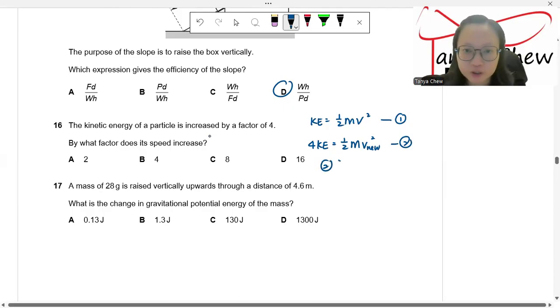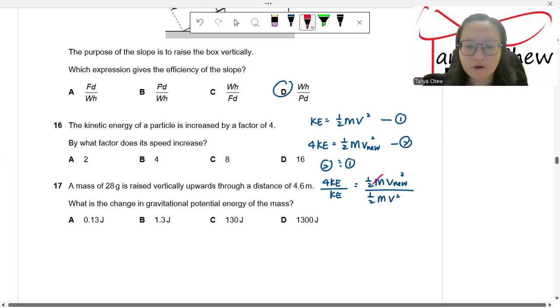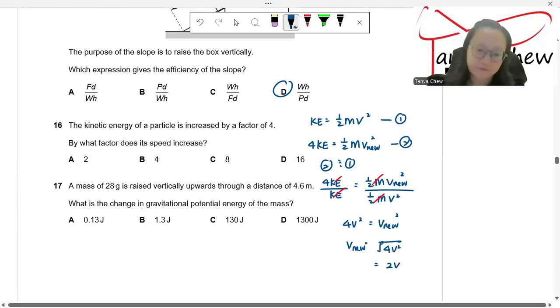Simultaneous equation, second equation divided by first equation. 4 KE divided by KE is equal to half m v new squared over half m v squared. So cancel half m, KE, and KE. So I have here 4v squared is equal to v new squared. Therefore, the new v is equal to square root of 4v squared, which is equal to 2 times the v. So the speed will increase by a factor of 2.